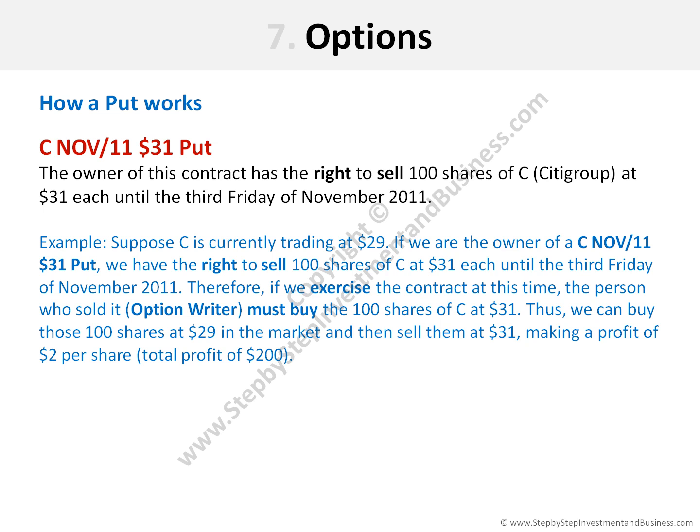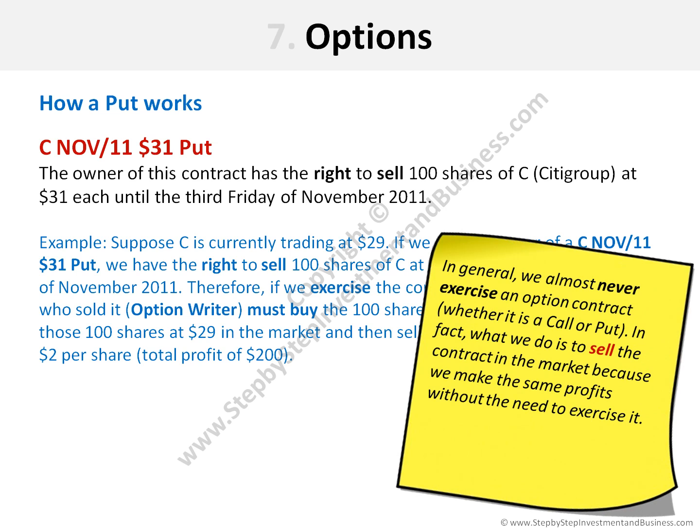Thus, we can buy those 100 shares at $29 in the market and then sell them at $31, making a profit of $2 per share. That is, a total profit of $200. In general, we almost never exercise an option contract, whether it is a call or put. In fact, what we do is sell the contract in the market because we make the same profits without the need to exercise it.